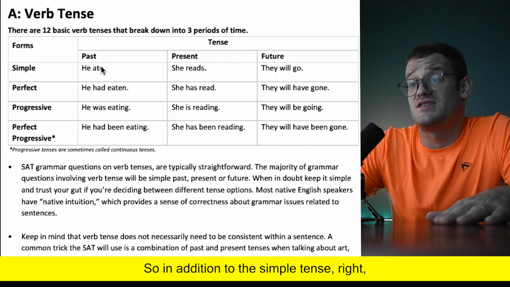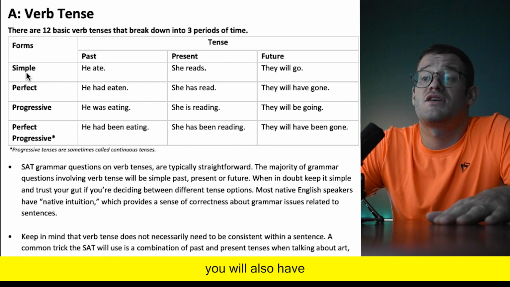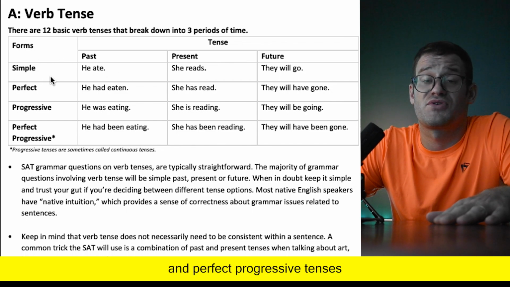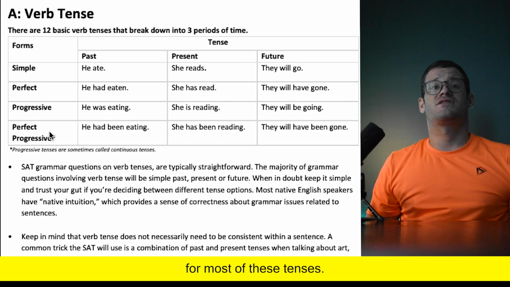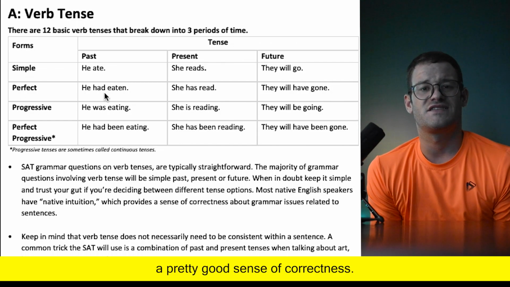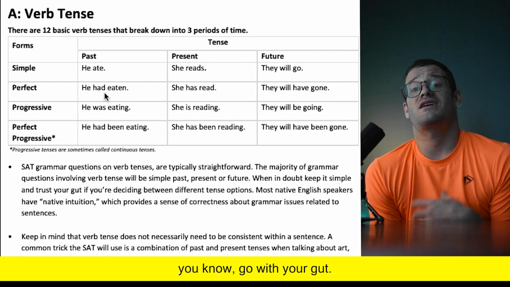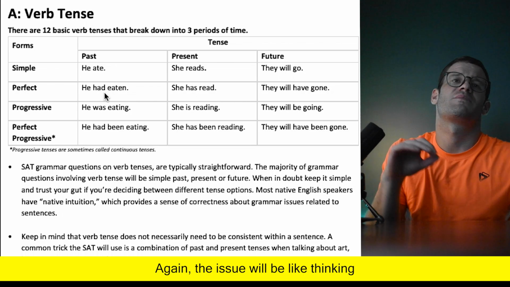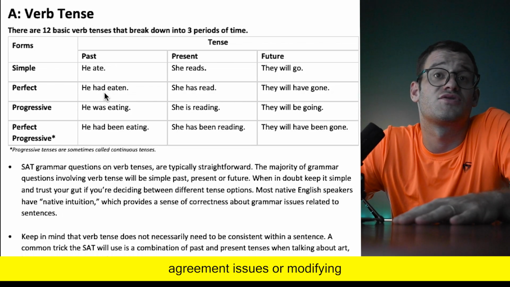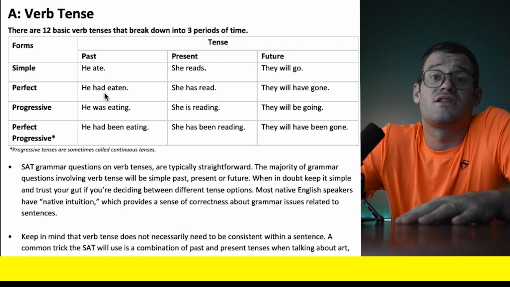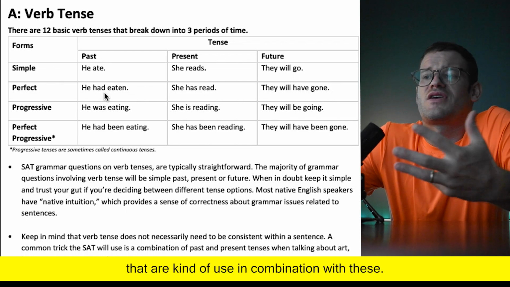In addition to the simple tense, you will also have the perfect, progressive, and perfect progressive tenses. For most of these tenses, you're going to have a pretty good sense of correctness. So with verb tense, go with your gut. Again, the issue will be thinking about other subject-verb agreement issues or modifying clause issues that are used in combination with these.